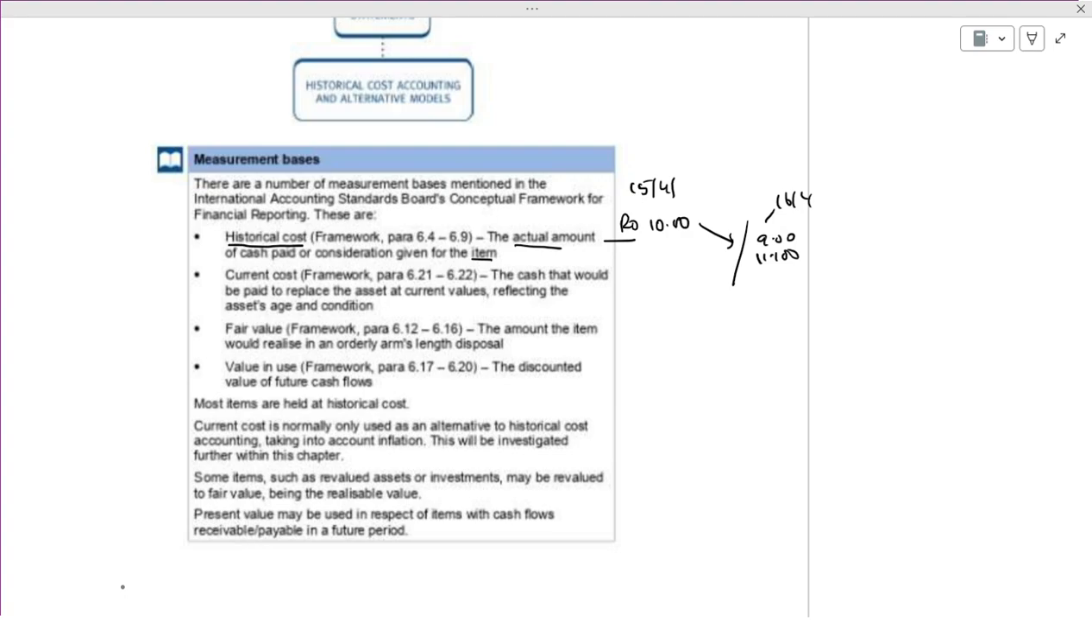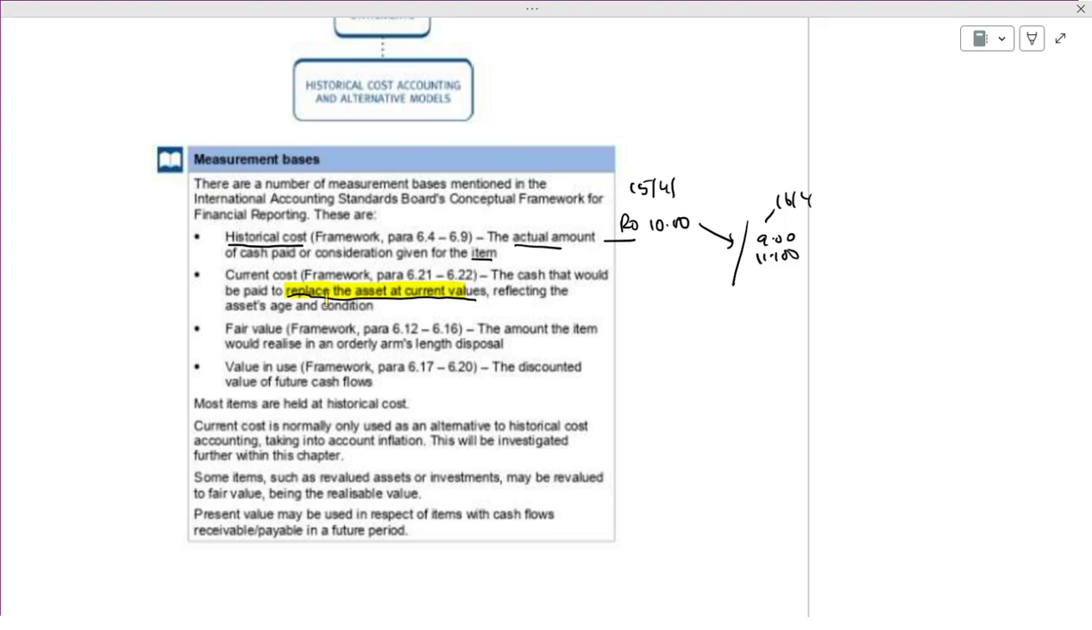You have the current cost. Okay, what is the current cost? The cash that would be paid to replace the asset at current values. Okay, you are going to replace the asset at the current values. Next, fair value. What is the fair value?